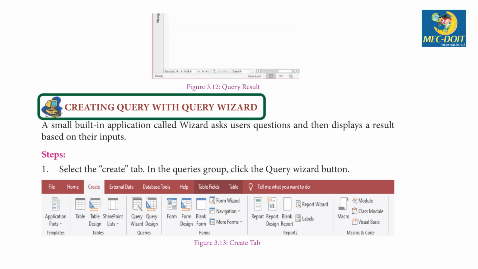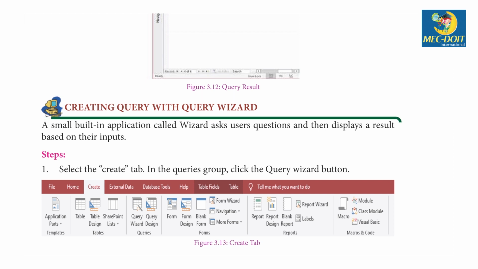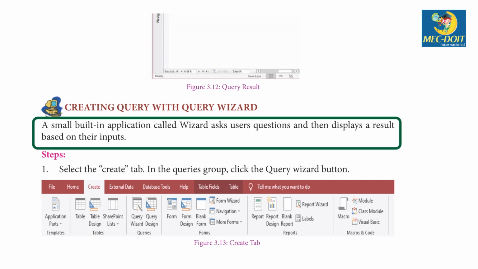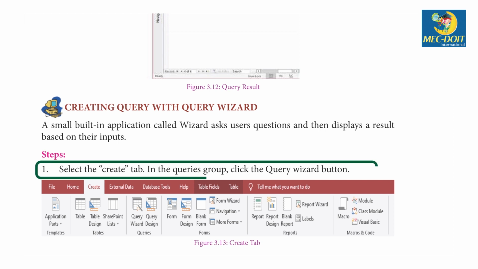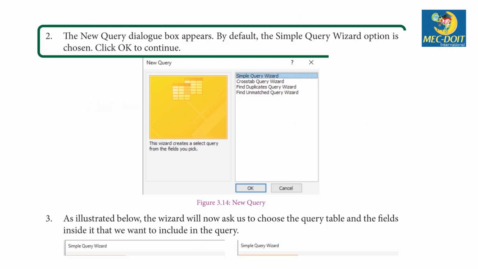Creating a query with Query Wizard. A small built-in application called Wizard asks the user questions and then displays a result based on their input. Steps. 1. Select the Create tab. In the Queries group, click the Query Wizard button. 2. The New Query dialog box appears. By default, the Simple Query Wizard option is chosen. Click OK to continue.